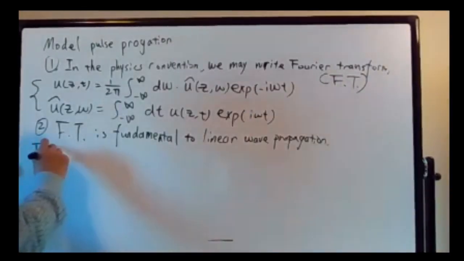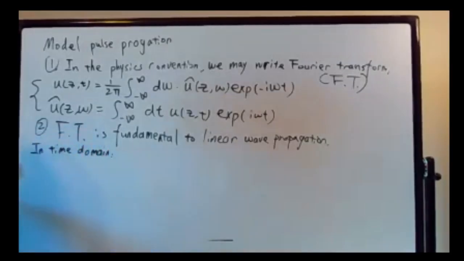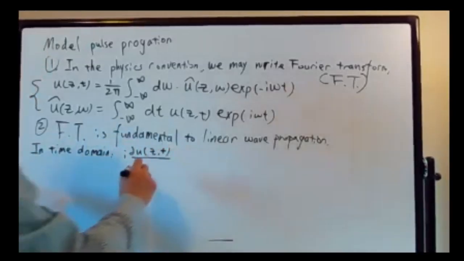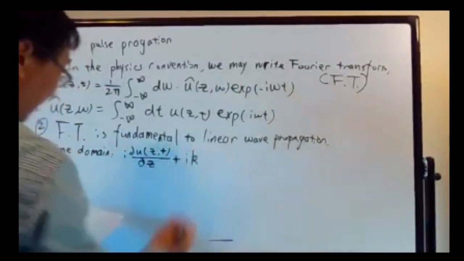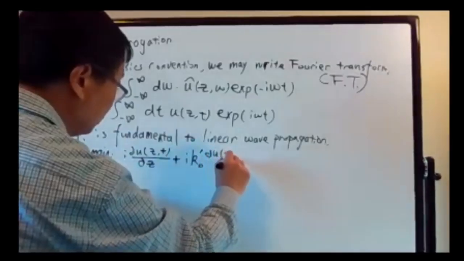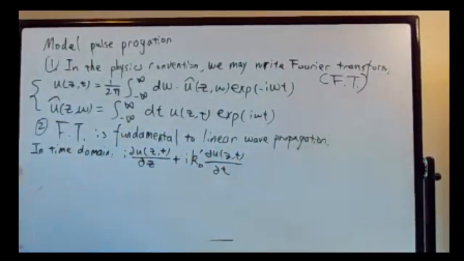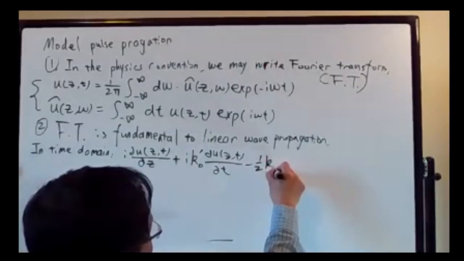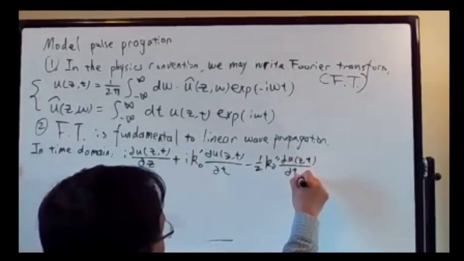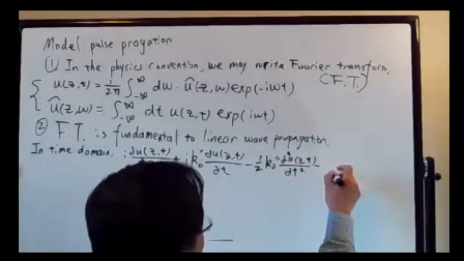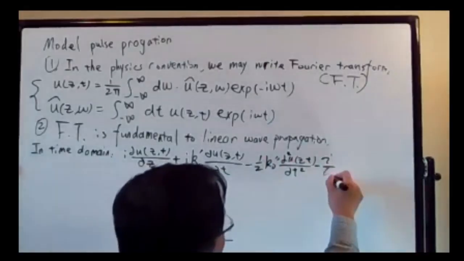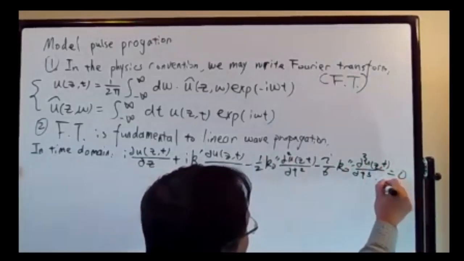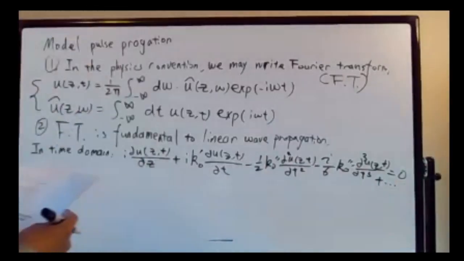In the time domain, let's have this equation: i partial u(z,t) over partial z plus i k naught prime partial u(z,t) over partial t, and I'm just copying the equation, and then minus 1/2 k naught double prime second-order partial u over partial t, and minus i over 6 k naught triple prime partial cubed u over partial t cubed, equals 0, plus all the higher order terms.